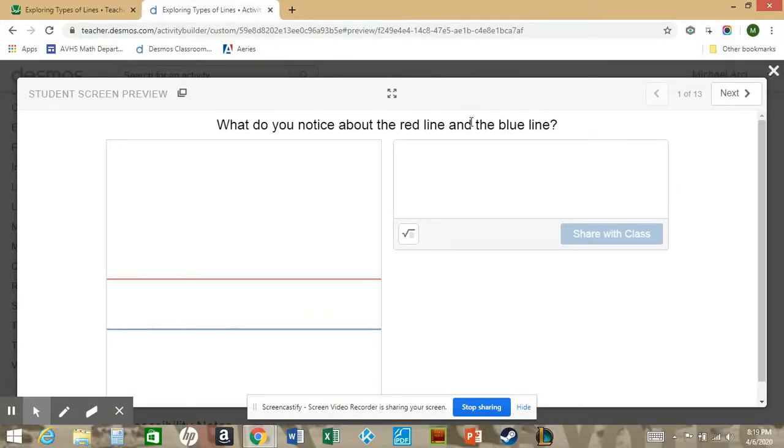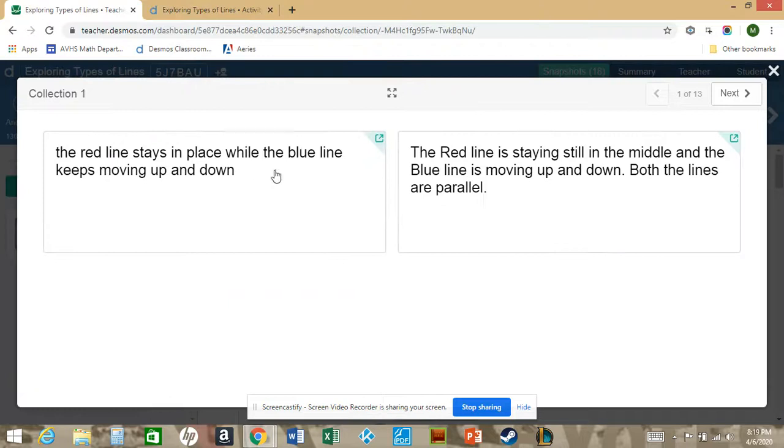But first off, let's talk about what's more important: parallel and perpendicular lines. The first question was, what do you notice about the red line and the blue line? If we go back to a couple of answers, the first one says the red line stays in place while the blue line keeps moving up and down, which is accurate. It's not really what we're looking for mathematically, but it's still not wrong. On the right side, we have the red line is staying still in the middle, and the blue line is moving up and down. Both lines are parallel. That is more what I was looking for, but any type of answer suffices there.